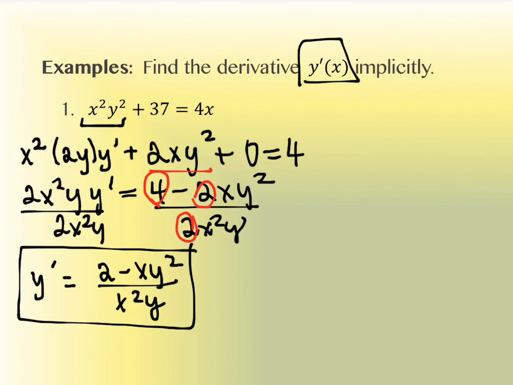I'd like for you to notice that your answer is written as y prime equals something in terms of x and y on the right-hand side. Do you see that? I don't have just x's on the right-hand side. When I do implicit differentiation, that generally happens, that the other side of the equation ends up with x's and y's in it.